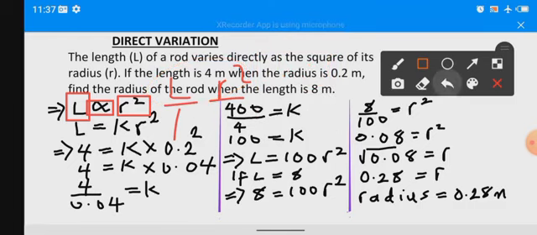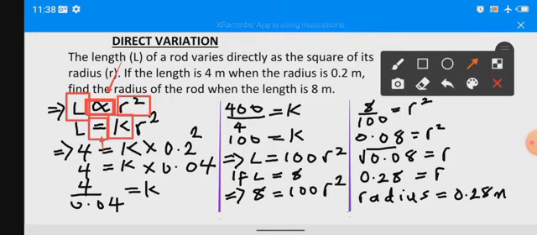So having known how to represent direct variation, you just know that they have to be on the same plane. The next thing is to introduce a constant. This is a constant, K. When you introduce a constant, you replace the sign of proportionality with the equality sign, equal to. So it becomes L is equal to KR squared.